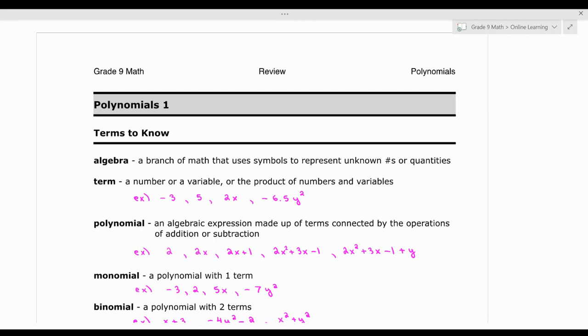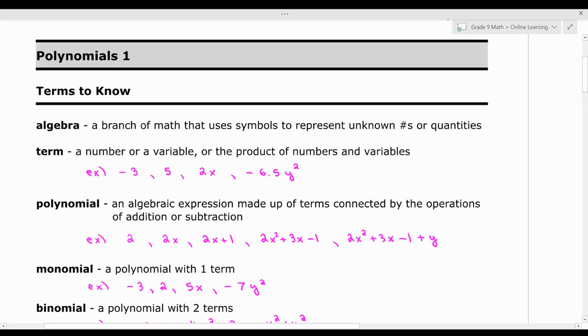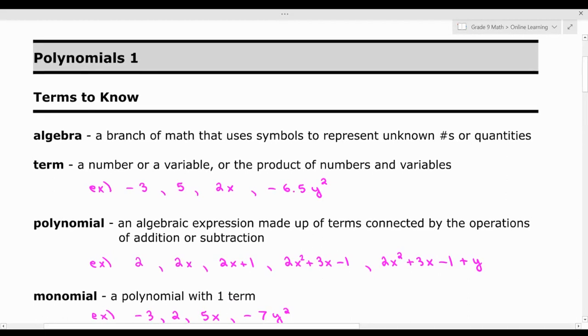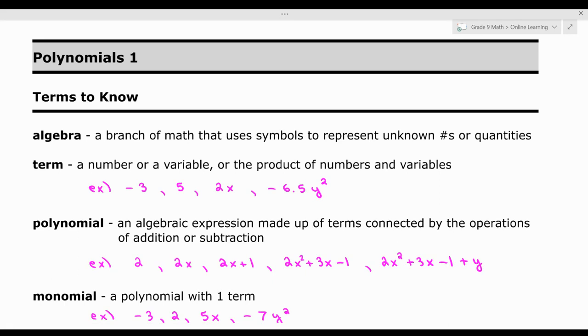We're going to switch to our second topic for review, and we're going to focus on polynomials. But before we get into that, there are quite a few terms that are really important that you're familiar with. So the first one is, what does it mean when we talk about algebra? Because before we started polynomials, a lot of your math was just based on using numerical values. So algebra is a branch of math that uses symbols to represent unknown numbers or quantities. So algebra is when you start to see what people think of as random letters in their math.